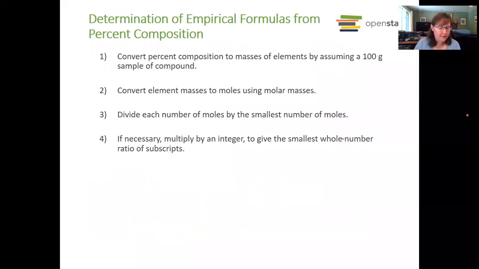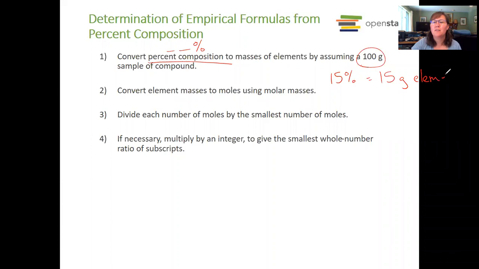So now the next slide is determining empirical formulas from percent compositions. So this has kind of an extra step in it because it's going to have a percent composition, something percent. And what you do is you say, well, because it's all about ratios, I can assume I have 100 grams. So what this means is that if I had 15%, then I would have 15 grams of that element to 100 grams total.